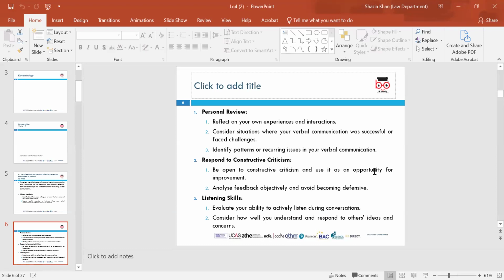Listening skills. These are there to evaluate your ability to actively listen during conversations, and consider how well you understand and respond to others' ideas and concerns, because it's really important to listen. With listening you're able to identify what the individual is saying, and also accurately receive and interpret messages in the communication process. Listening is the key to all effective communication.